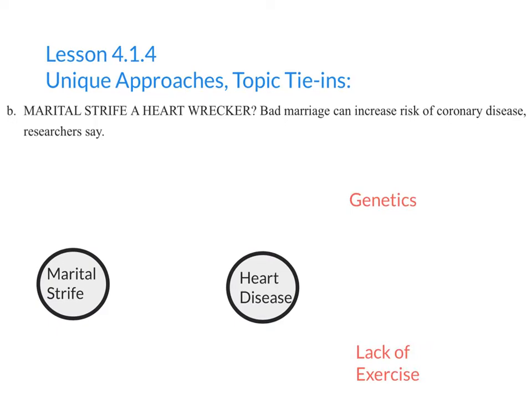Students are likely to come up with variables that reasonably cause variation in heart disease, such as family genetics or sedentary lifestyle. But these variables are not tied to marital strife necessarily. We're looking for variables that affect heart disease, but are also tied to marital strife. Consider job stress. It could be that people who have very stressful jobs also have marital strife, and perhaps the job stress is causing their heart disease. So job stress is a confounding variable because it's tied to both the explanatory and response variables.